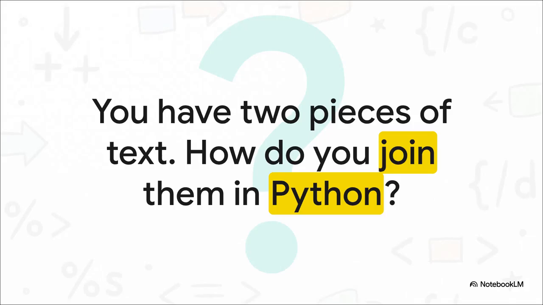So, let's just imagine for a second. You're coding, right? You've got a first name stored in one variable and a last name in another. How do you actually combine them to make a full name? This is a super common problem, and the solution is this whole concept of string concatenation.